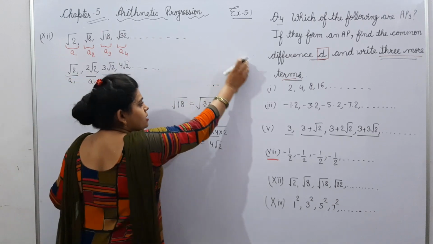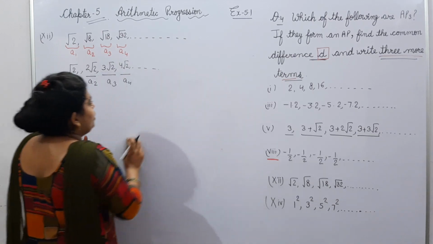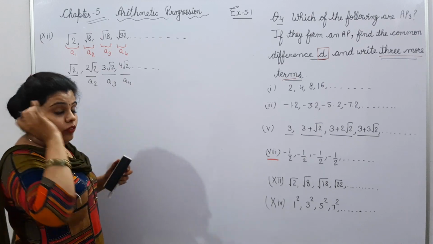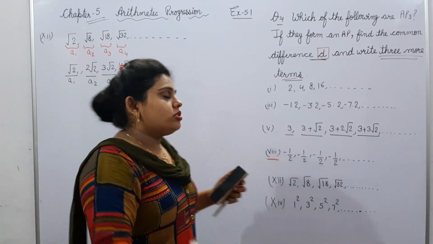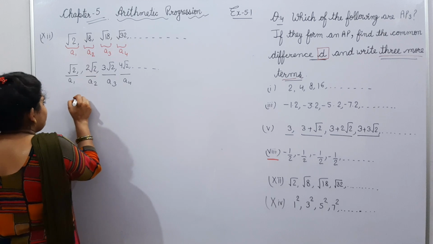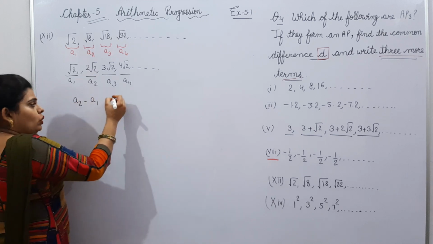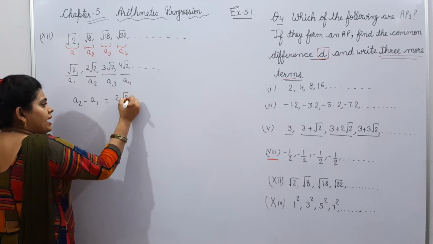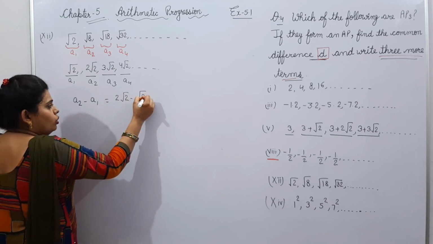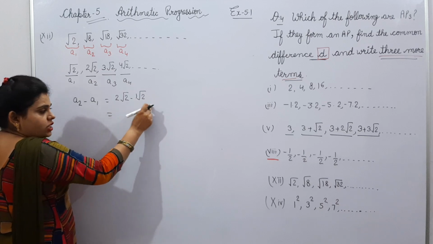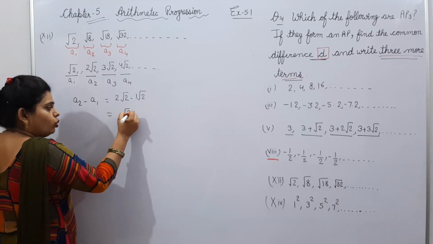The terms of given sequence. Now what we will do? We will find the consecutive difference between two consecutive terms. Means A2 minus A1. What is the value of A2? 2 root 2 minus A1, root 2. Beta, 1 is understood here. 2 root 2 minus 1 root 2. We will get root 2.